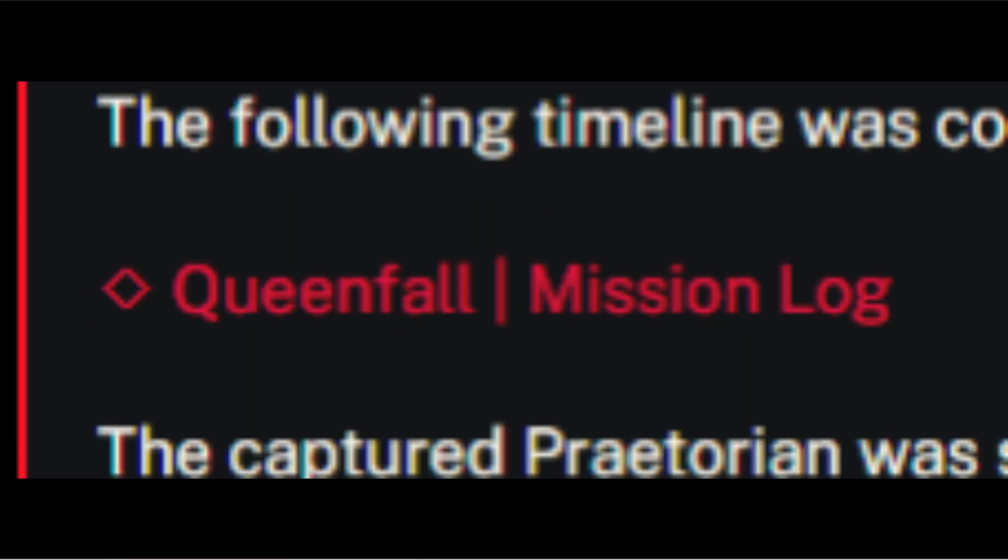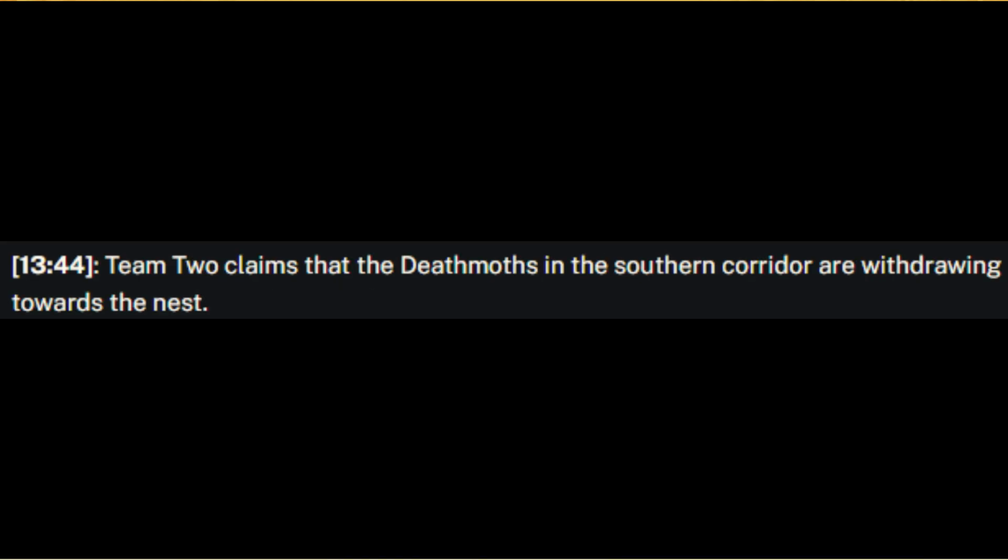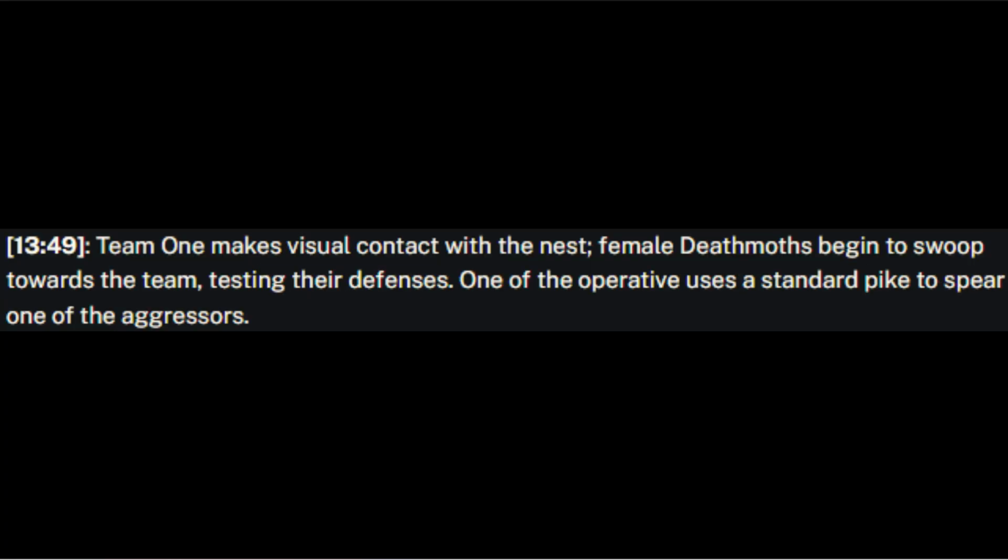Queenfall Mission Log. 1342. Team 1 enters the northern corridor, leading to the nest. They report a heavy presence of common Deathmoths. 1344. Team 2 confirms the Deathmoths in the southern corridor are withdrawing towards the nest. 1346. Both teams continue down their respective hallways. 1349. Team 1 makes visual contact with the nest.